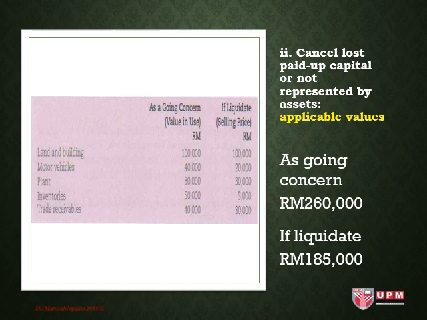And from here, we can see that the values for motor vehicles and plant have been reduced to 40,000 ringgit and to 30,000 ringgit respectively from their initial balance. It means that the values of motor vehicles and plant have been reduced by 10,000 ringgit and 20,000 ringgit respectively. Note that we need to record these changes in values when we actually implement the plan, if it is agreed to.